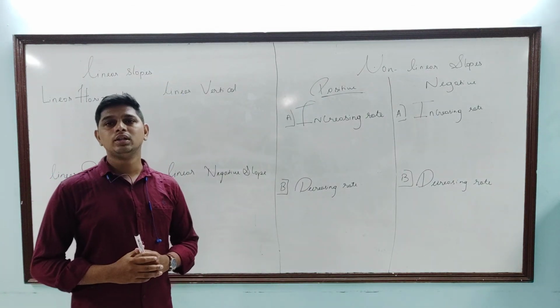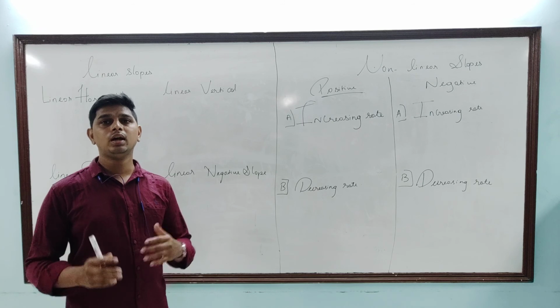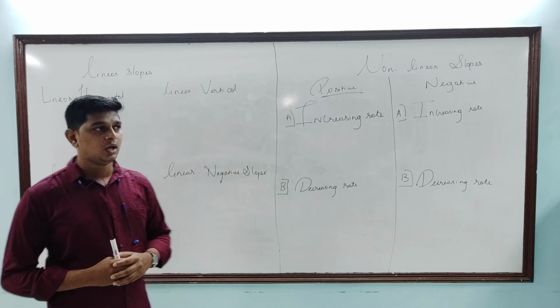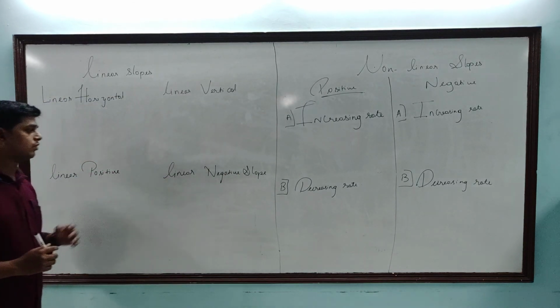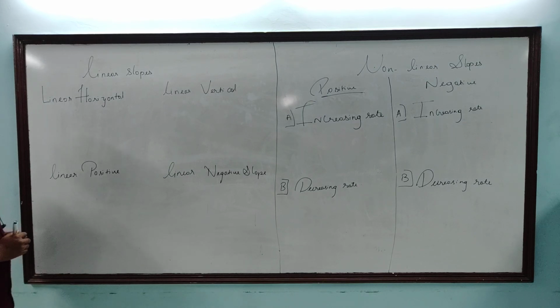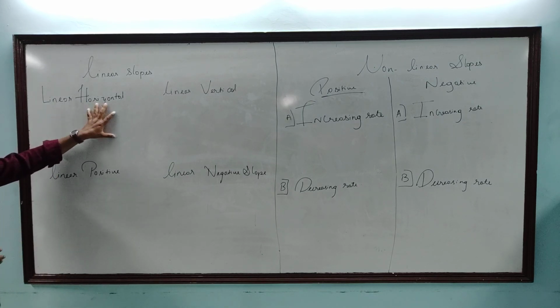Hello students, in this video we are going to talk about linear and non-linear slopes. Under a linear slope, we have four kinds of slopes that we can talk about. First, a linear horizontal curve.